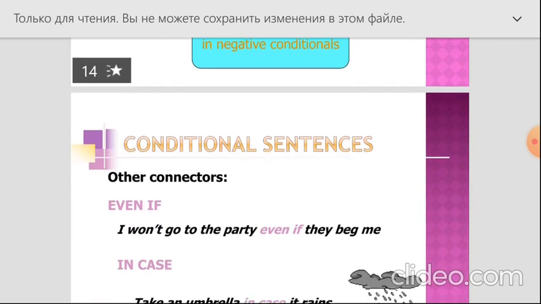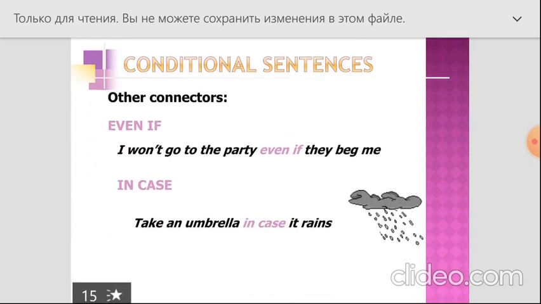Next connector is even if. I won't go to the party even if they beg me. Next one is in case. Take an umbrella in case it rains.